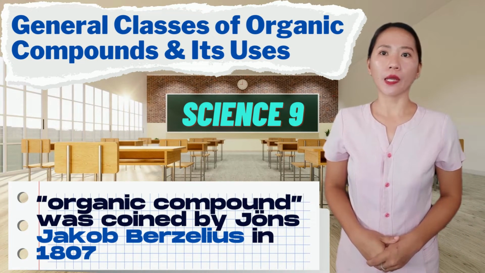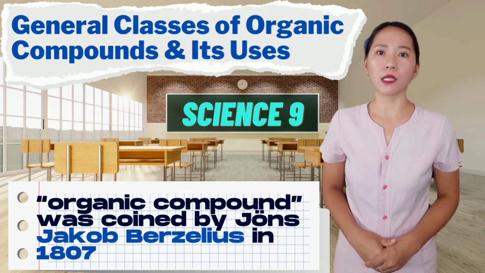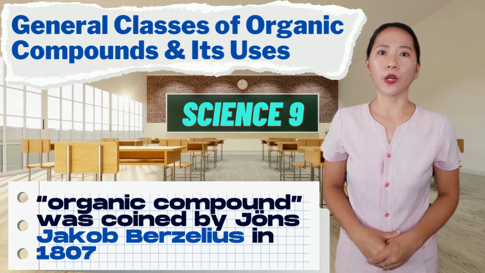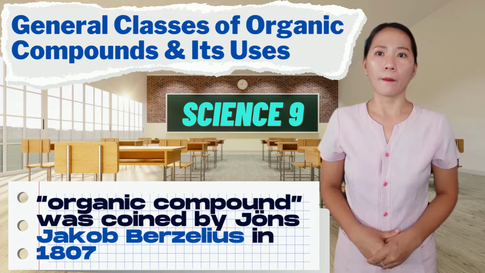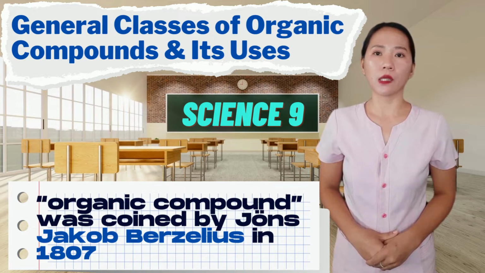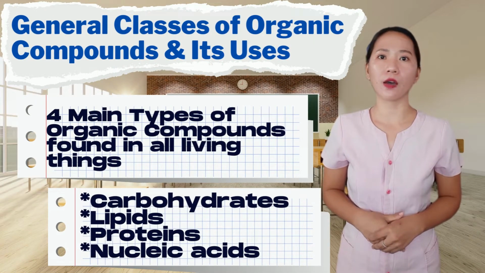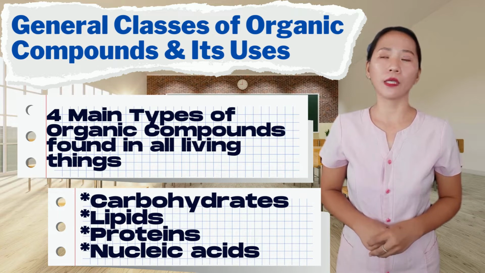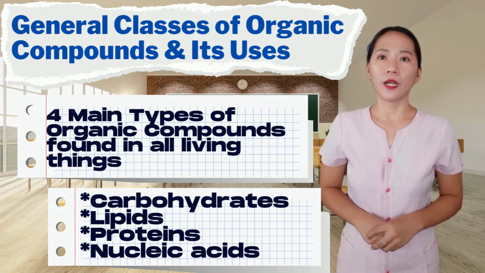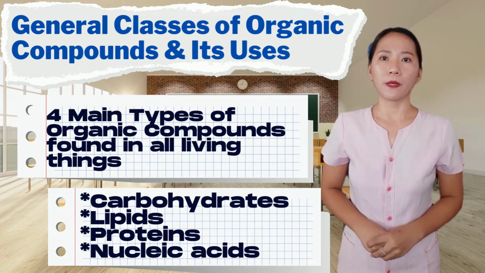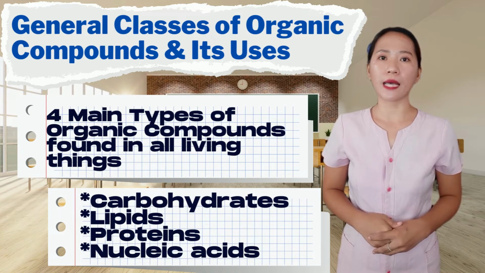Even though organic compounds have been known to man since prehistoric times, their study practically began in the 18th century. The term organic compound was coined by Johannes Jacob Berzelius in 1807. So there are 4 main types or classes of organic compounds found in living things. First, the carbohydrates, the lipids, proteins, and nucleic acids.